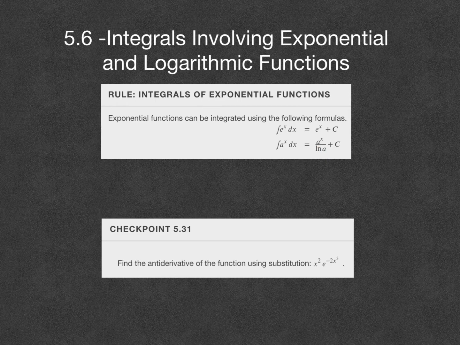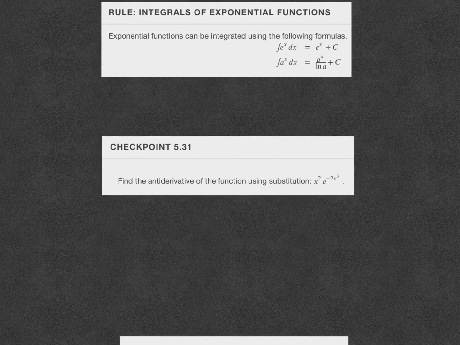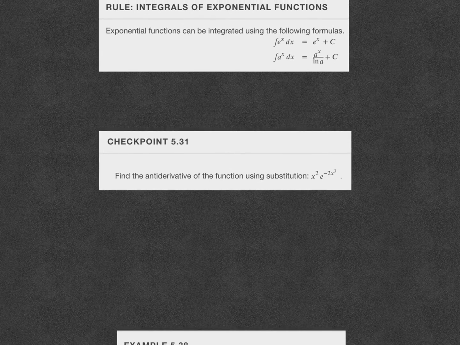All right, so let's look at our first example here. We want to find the antiderivative of this function using u substitution. So we are evaluating the integral of x squared e raised to the negative 2x cubed with respect to x, dx. That's just the variable of integration. All right, so how do we do this? What do you need to recognize?